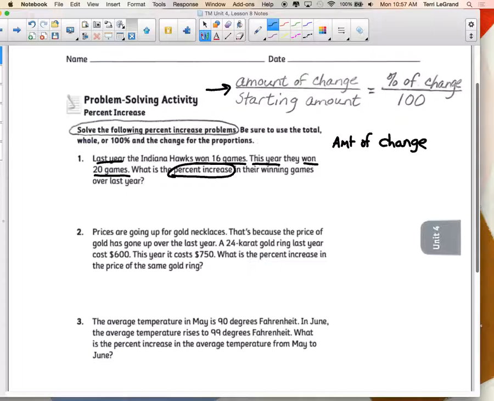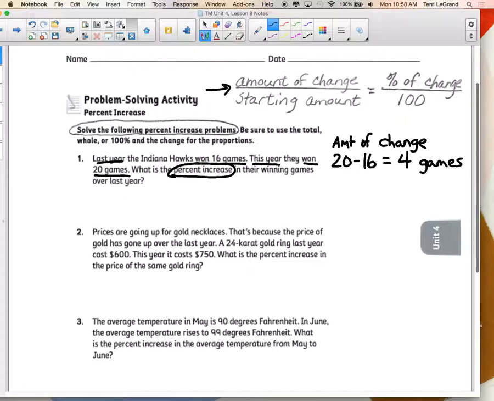Danny? So we're going to do 20, take away 16. Did I hear that right? Okay, what's 20 take away 16, class? 4. Okay, so it changed by 4 games. So they won 4 more games the second year, basically, what we just found out.